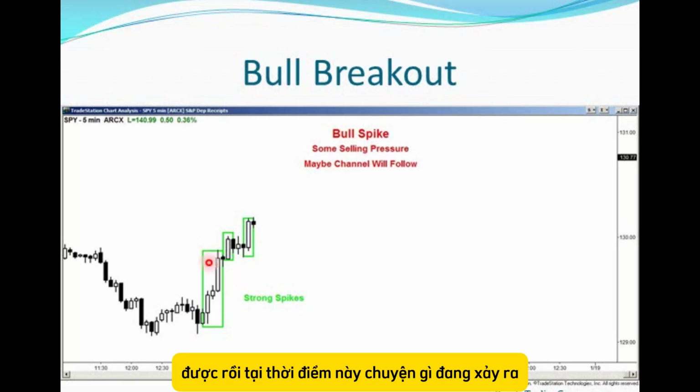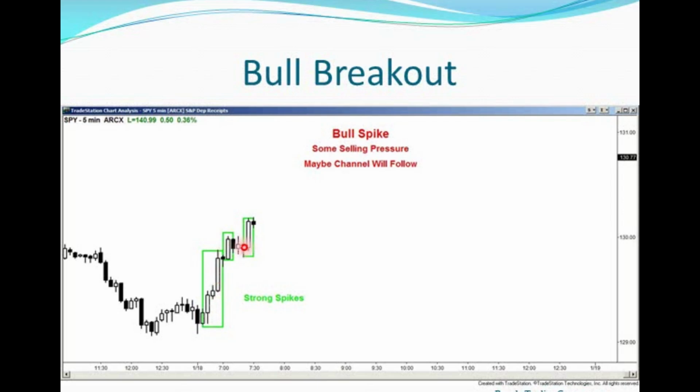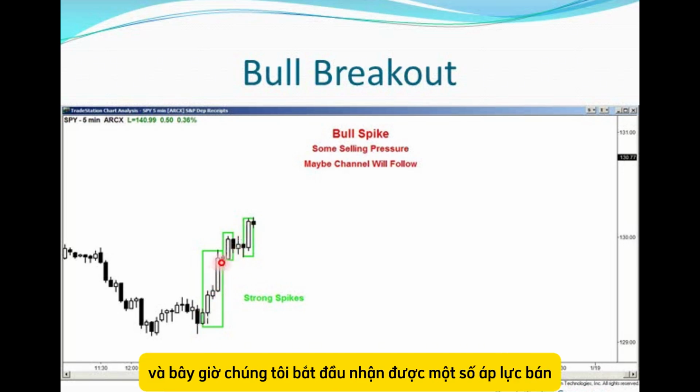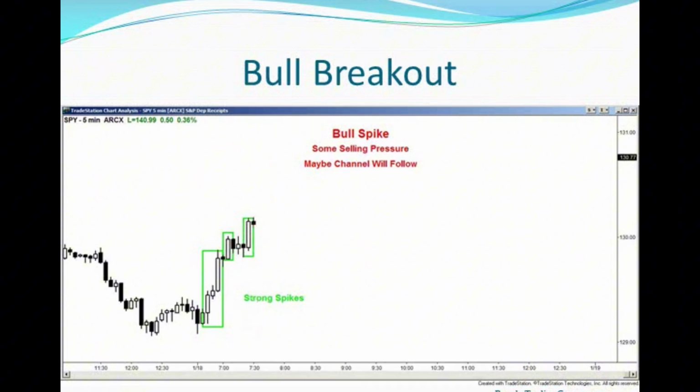All right, at this point, what's going on? We have a 3-bar bull spike, a bear bar, a bull spike, some sideways, and another bull spike. So we have a strong bull spike, and now we're starting to get some selling pressure. So we may be in the process of transitioning into a channel.